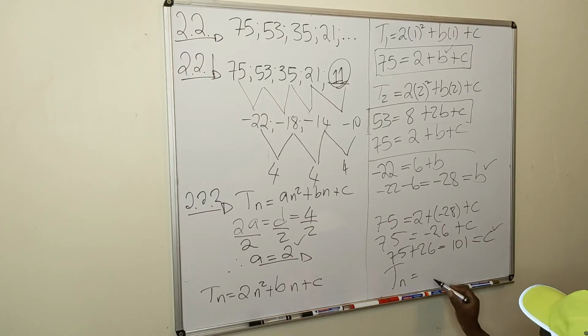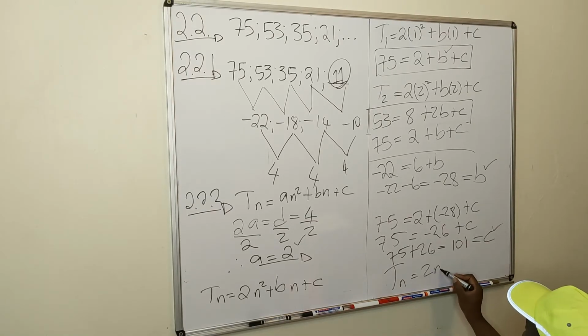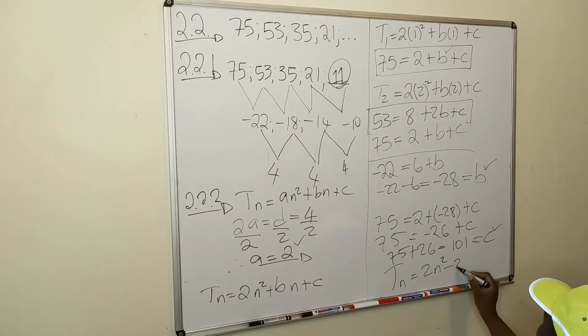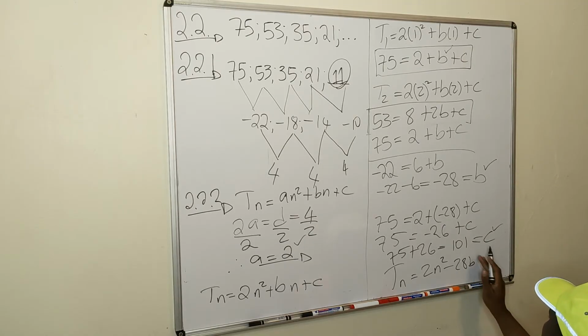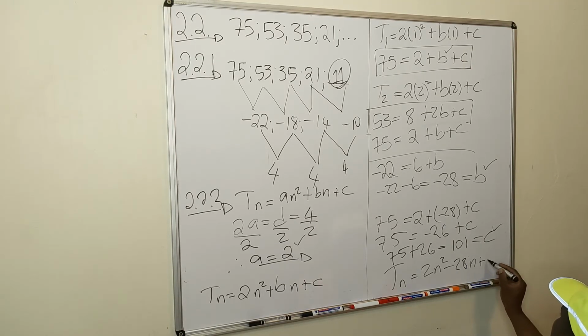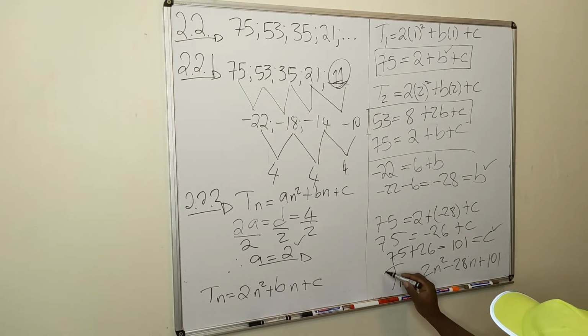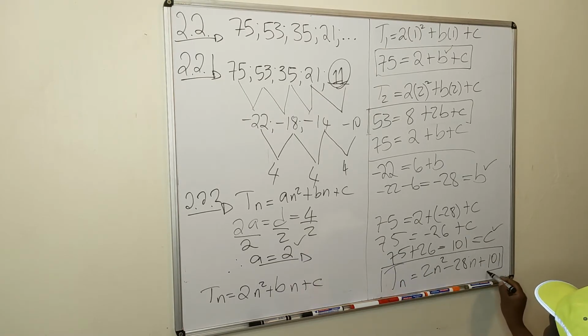Tn is equal to an squared, and your A is 2n squared plus bn plus C, which is 101. So this is the nth term here.